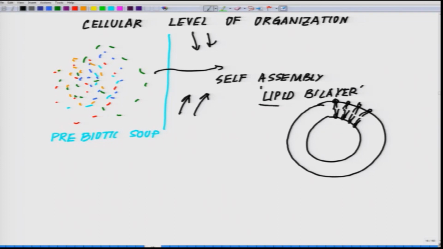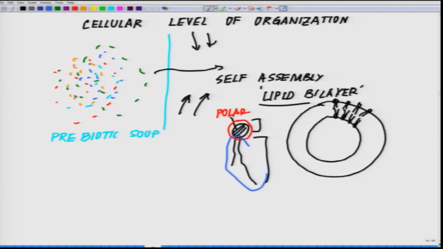Just a few minutes back I was telling you I want you to know about the polar head group of the lipids and the hydrophobic tails. So here, the hashed part, which I am showing in red, is the polar head group which can interact with water, whereas the tail which I am showing in blue is the hydrophobic part.